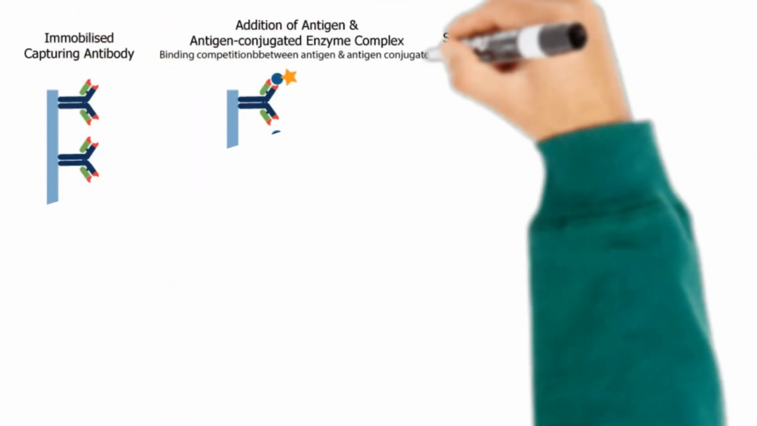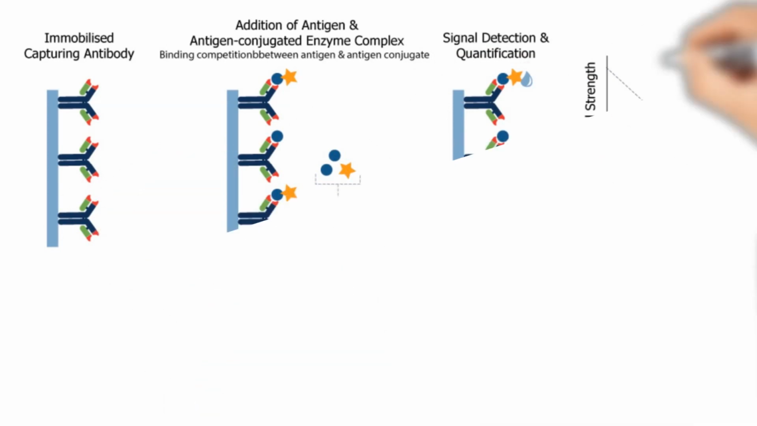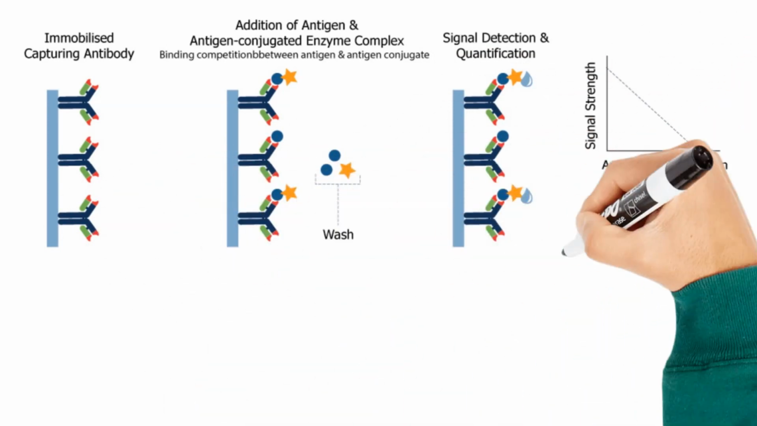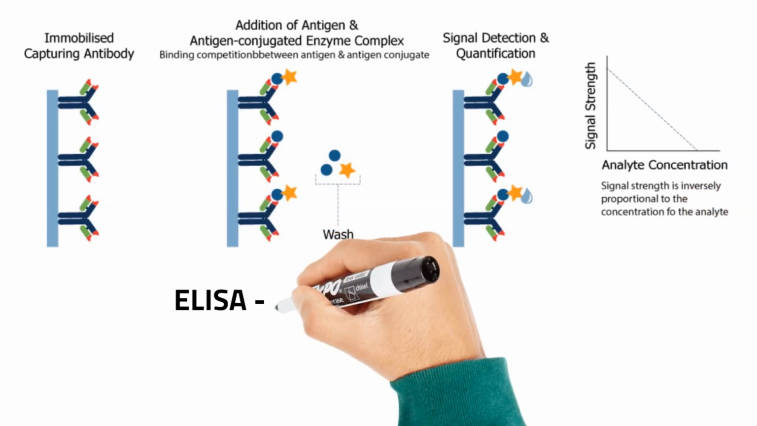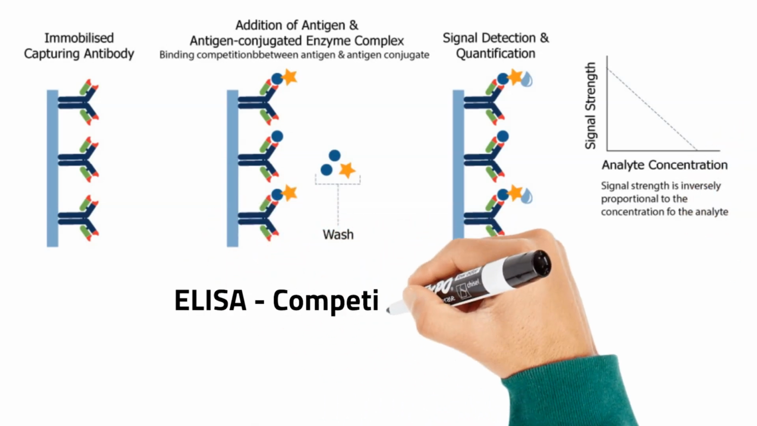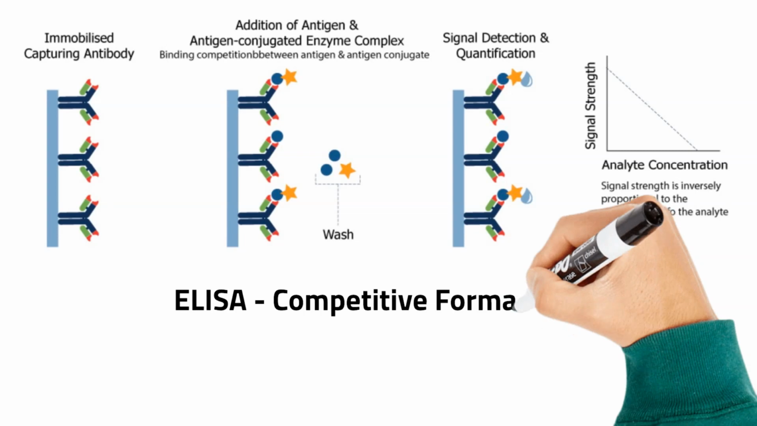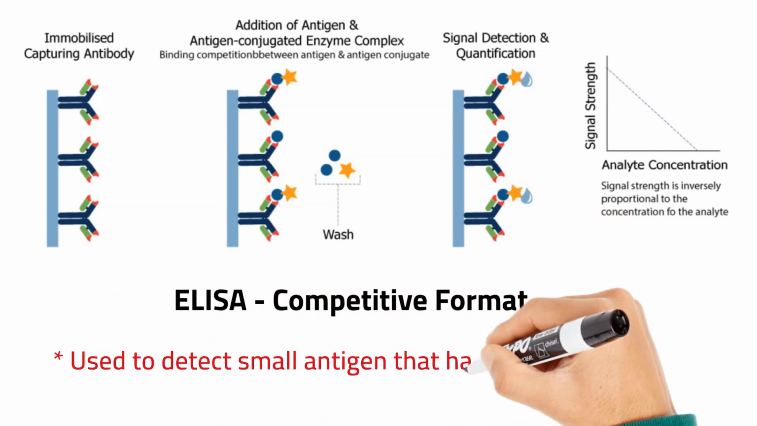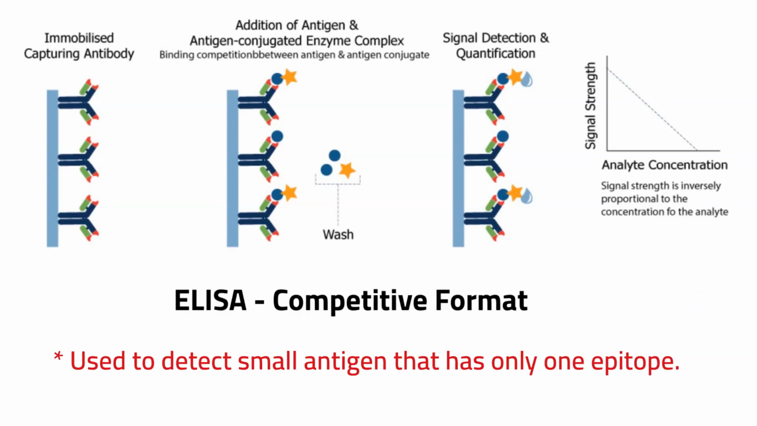Competitive format is usually used when the target antigen is small and has only one epitope. In one variation, the target antigen in the sample competes with the labeled antigens for limited binding sites on the immobilized capture antibodies. This results in signal interference, which is detected, and the signal produced is inversely proportional to the concentration of the target analyte.